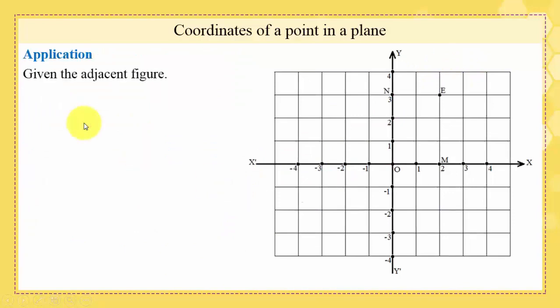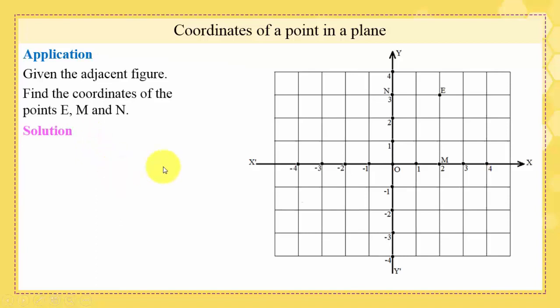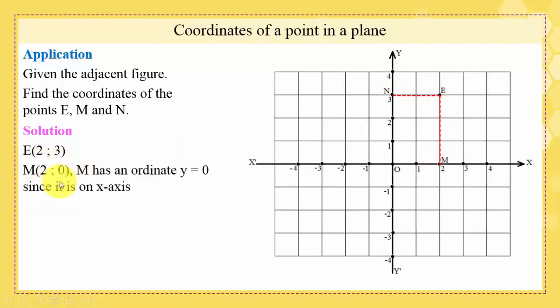Application. You have 3 points. Given the adjacent figure, find the coordinates of the points E, M, and N. For point E, look here. We draw a parallel here and a parallel here. It is about +2 and 3. So E is (2, 3). Point M, it is (2, 0).